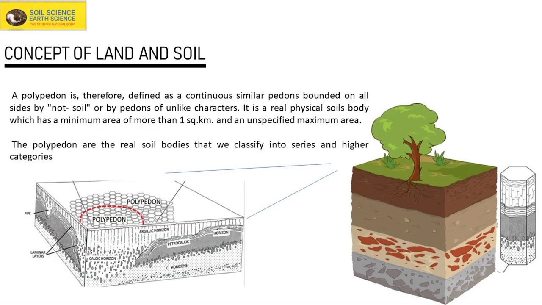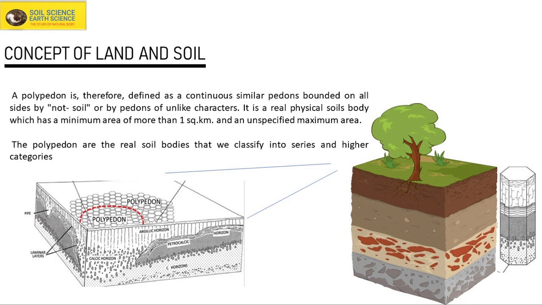A polypedon is therefore defined as continuous similar pedons bounded on all sides by non-soil or by a pedon of unlike characters. It is the real physical soil body which has a minimum area of more than 1 square kilometer and an unspecified maximum area.